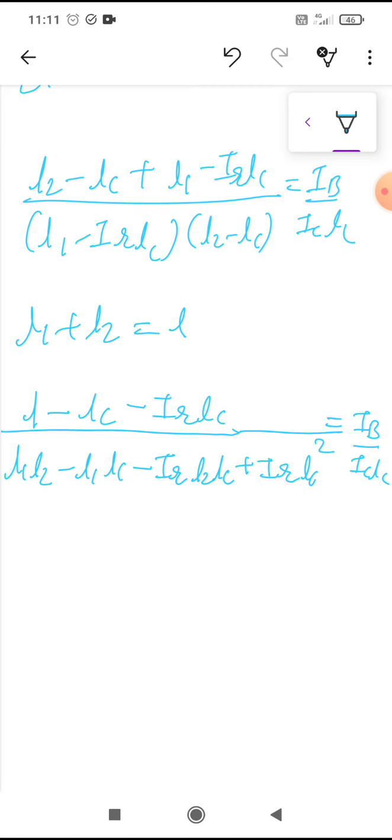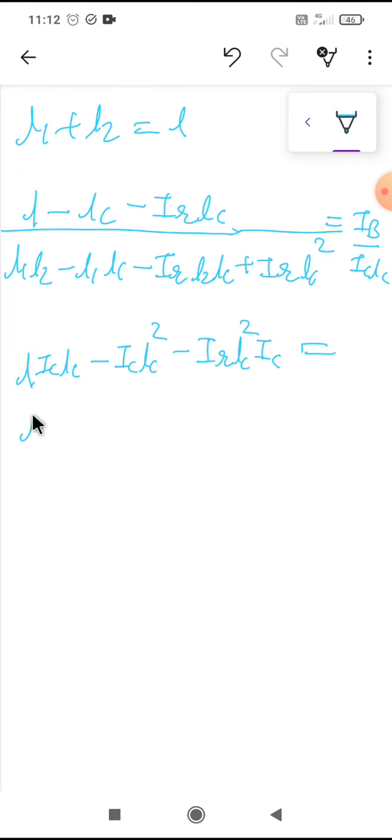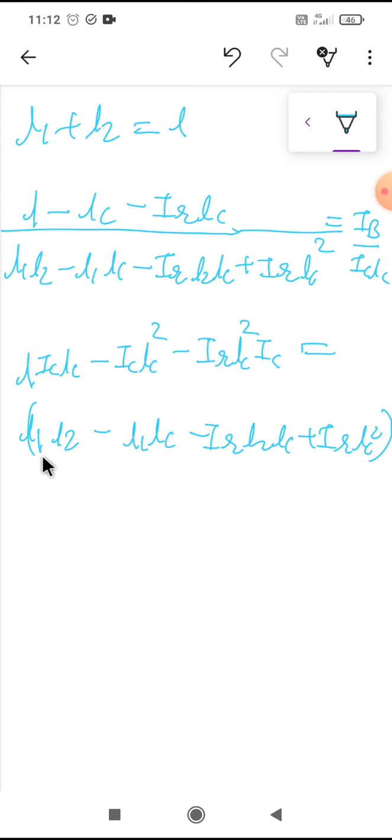Now let's bring the quadratic equation. So let's multiply this with this and this with this. So I'll get L IC LC minus IC LC square minus IR LC square into IC. Now it will be equal to this multiplied by this, so we will get L1 L2 minus L1 LC minus IR L2 LC plus IR LC square, this whole multiplied by IB.